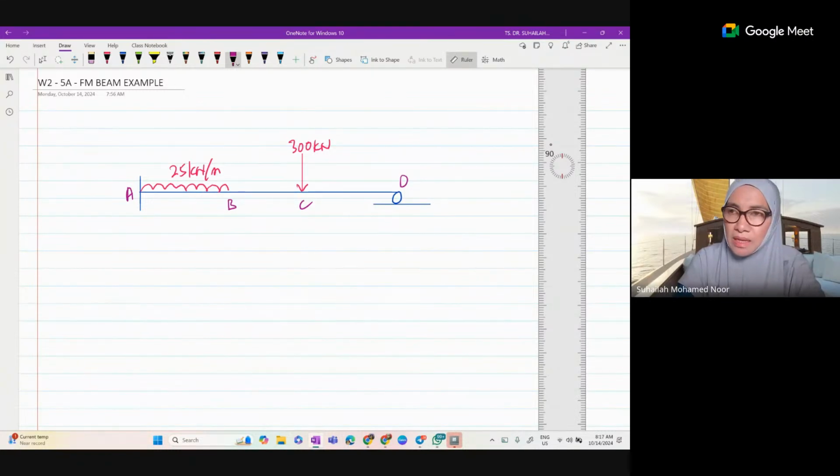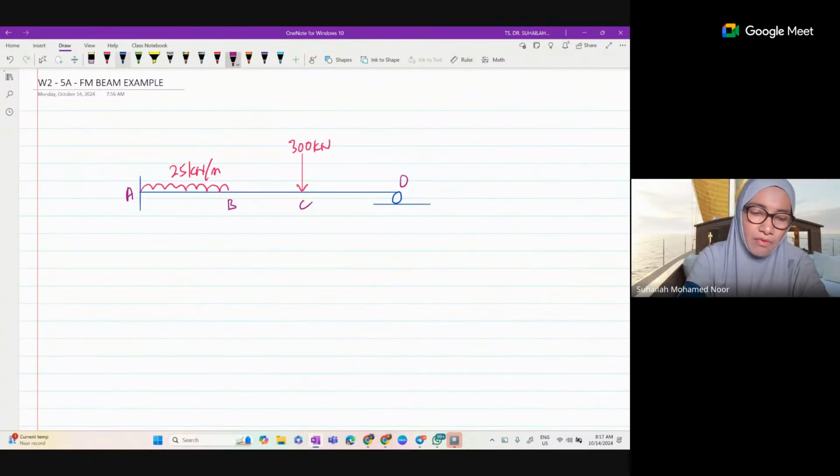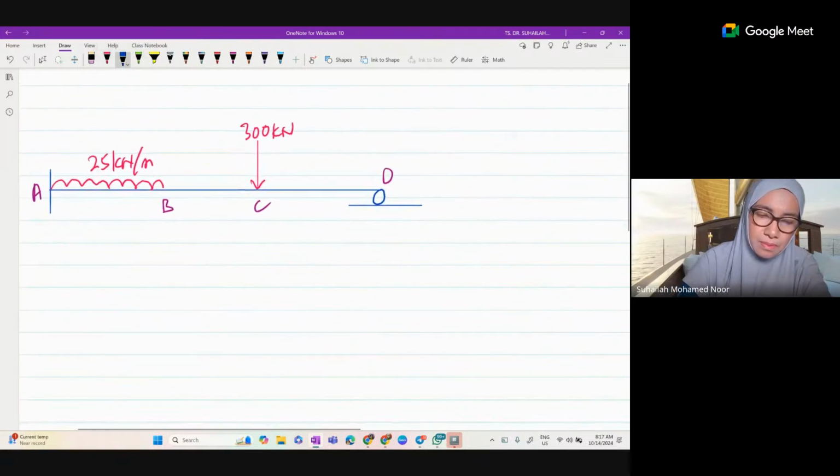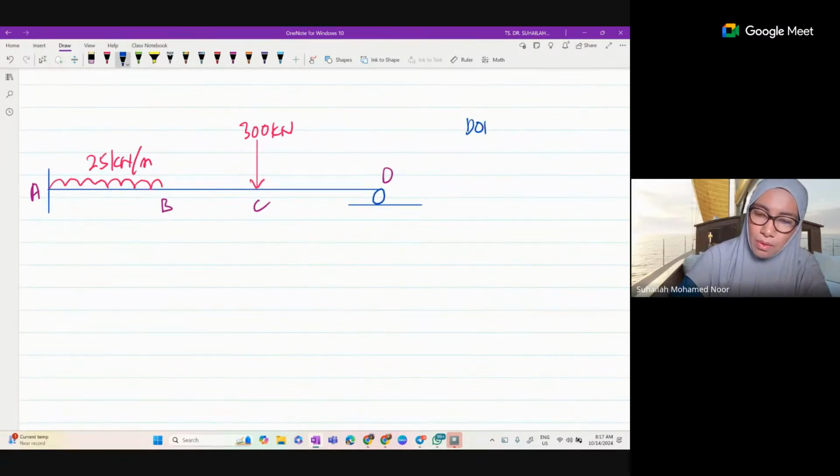So this is an indeterminate beam. Looking at the support, there are 4 unknown reactions. So the DOI is 4 minus 3, which is equivalent to 1. 1 redundant.